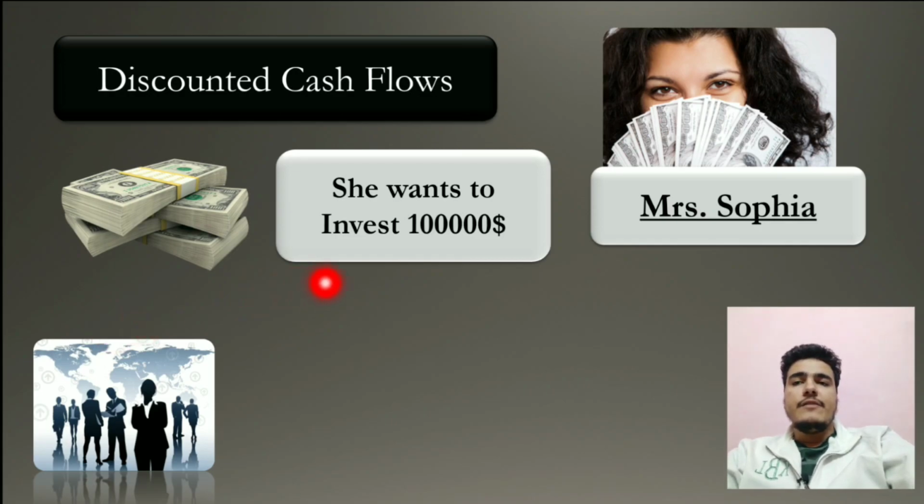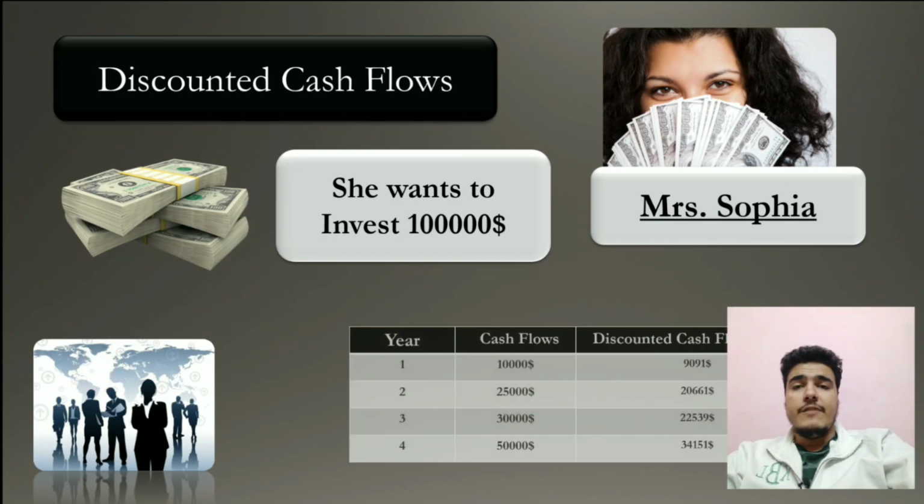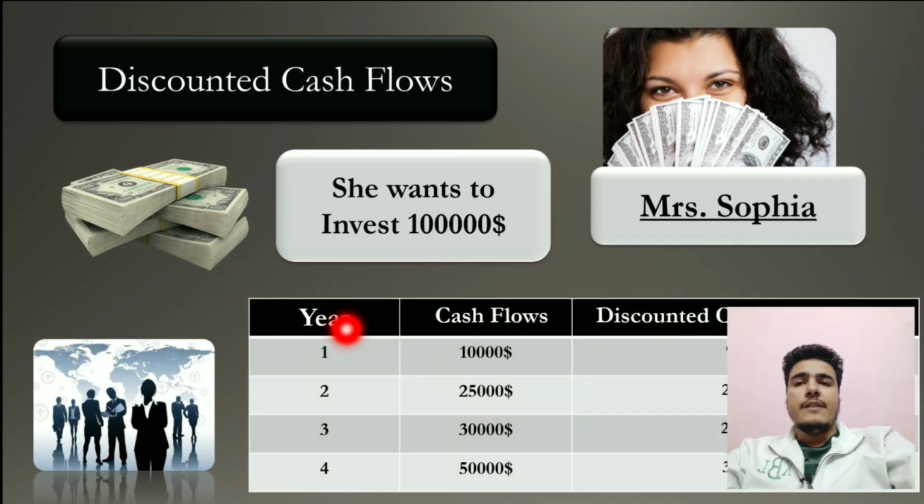She has decided to invest this $1 lakh into a business, and she will get cash flows in year one of $10,000, and it is just an estimate. No one can predict accurately how much cash flow a business will generate, so it is just a prediction. It can be re-estimated due to external or internal circumstances of the business. So in year one she is expecting $10,000, in year 2 $25,000, in year 3 $30,000, and in year 4 $50,000.